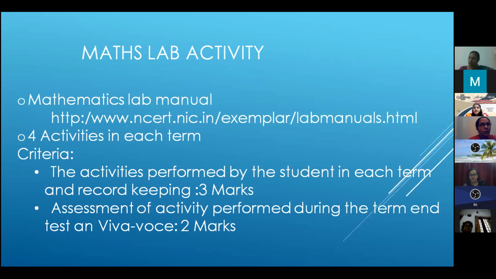If you want this also, you can split that activities performed by the student and then record keeping. That can be split into 2. Total 3 marks that can be split. And assessment of activity and viva, this also can be split. Total 5 marks. Okay, for 5 marks for this one. That is for each term, it is 5 marks.